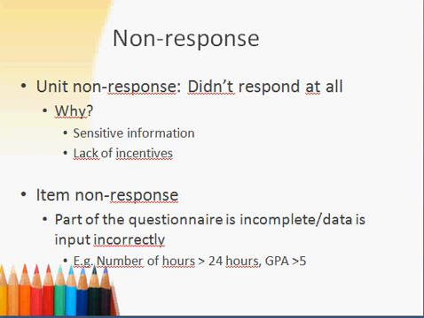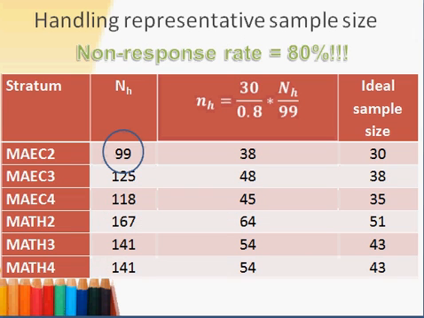And how about the item non-response? Item non-response is basically the part of the questionnaire that is incomplete or the data is imputed incorrectly. For example, when asked how many hours do you spend on the computer in one day, people actually give answers that are greater than 24 hours. We're like, oh my god. And the other example would be people who give GPA greater than 5.